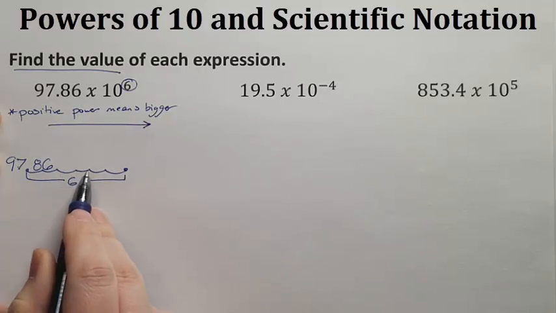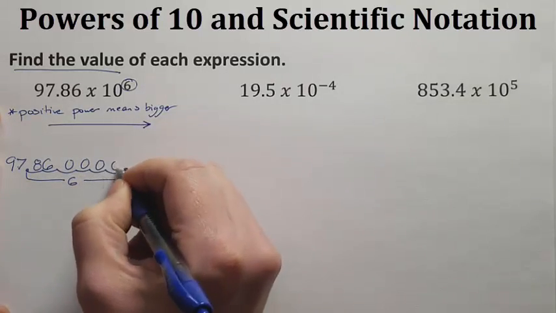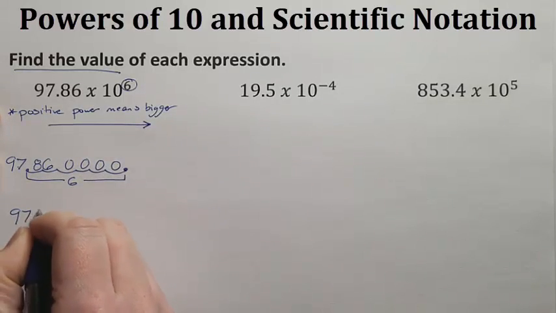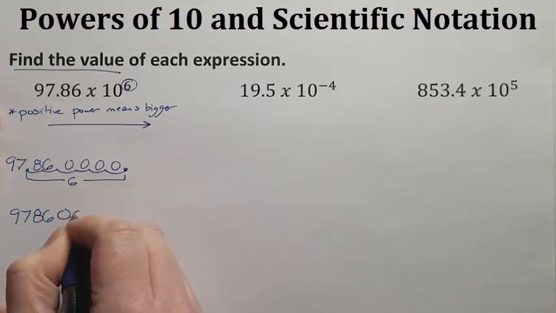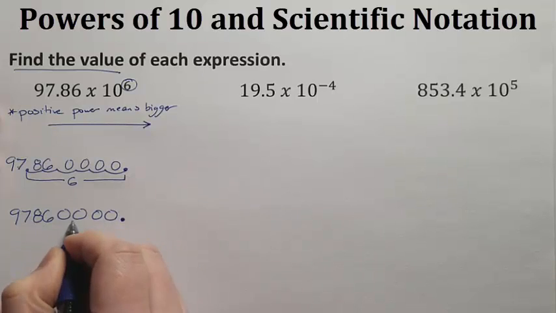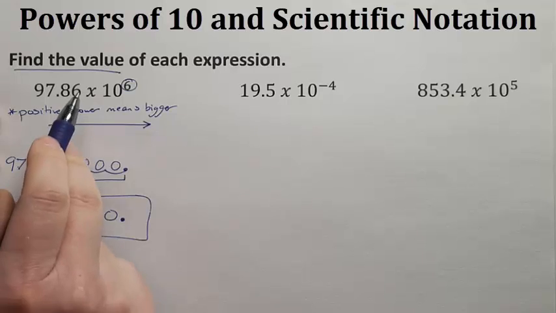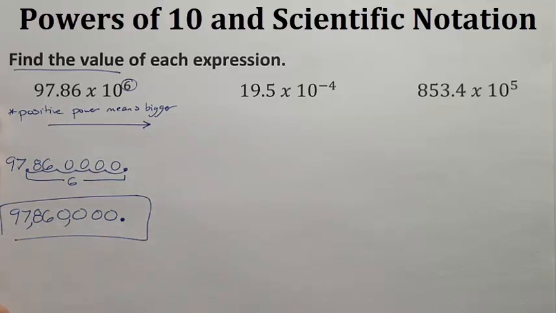Now, what do we do with all these empty placeholders? You go ahead and you put a placeholder of 0. So we have 97,860,000. Our new decimal point is right here. So this is the really big number that wouldn't fit into our calculator. That is what this number represents.